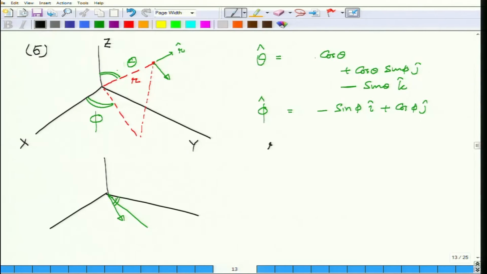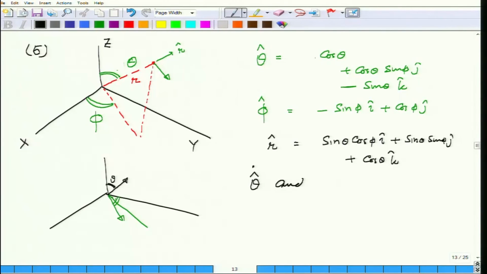And the radial vector, that is this vector, has a component cosine theta in the z direction and sine theta in the xy plane. So sine theta cosine phi i plus sine theta sine phi j plus cosine theta k. And what I want to do in this problem is find theta unit vector dot and phi unit vector dot. To calculate theta unit vector dot, let me differentiate the expression given here. I am showing you by taking it.